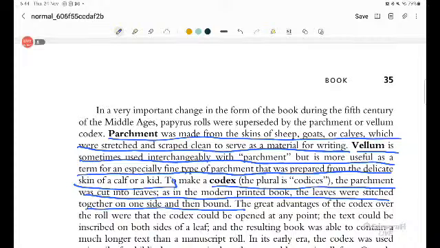The great advantages of codex over the roll were that it could be opened at any point. The text could be inscribed on both sides of the leaf. The resulting book was able to contain a much longer text than the manuscript roll.